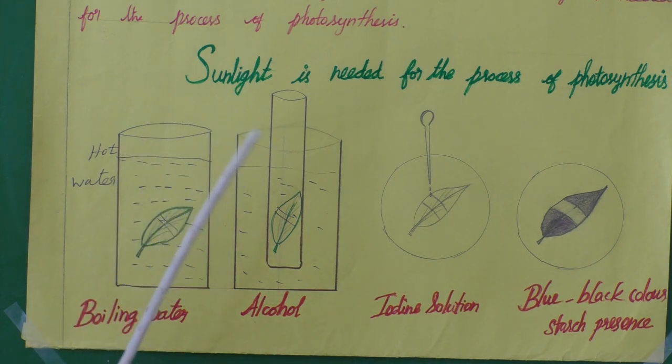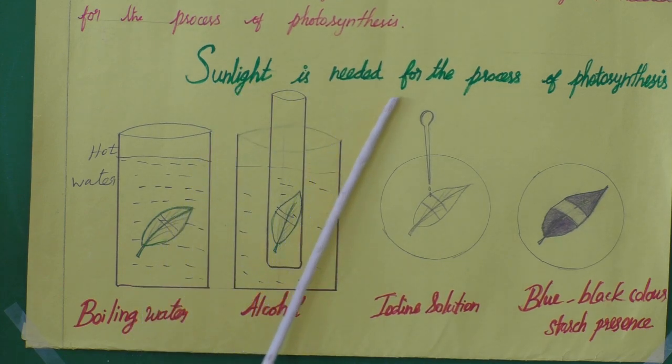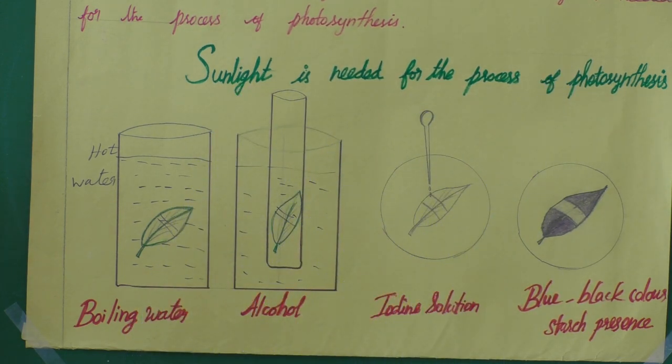Fifth one, they ask you to draw the diagram that shows the sunlight is needed for the process of photosynthesis. So for that we take a potted plant. In a potted plant you select any one of the leaves, and on the leaf you put a cello tape. Like that you apply a black color cello tape over the center of the leaf.